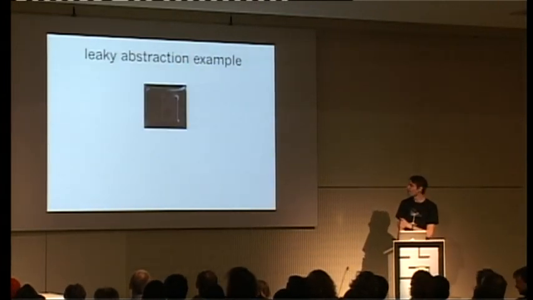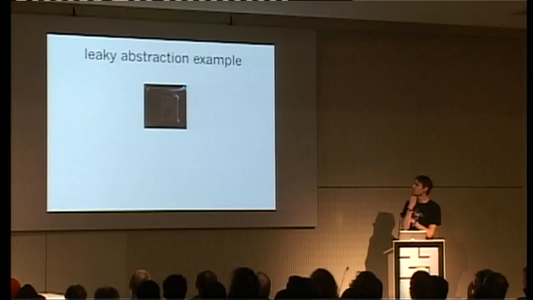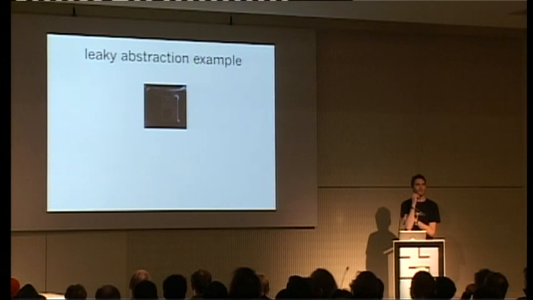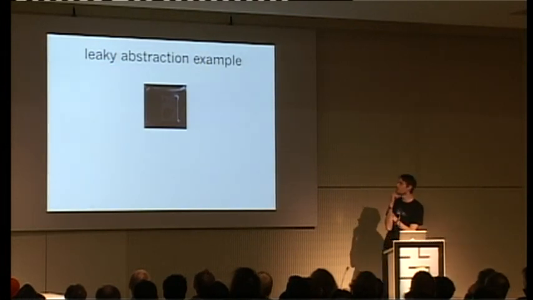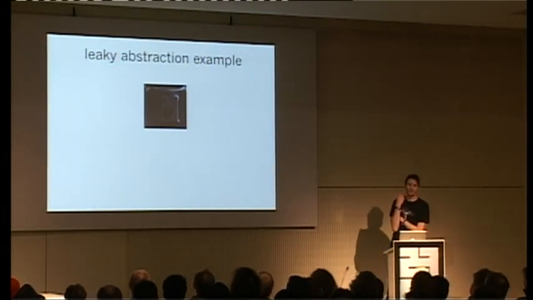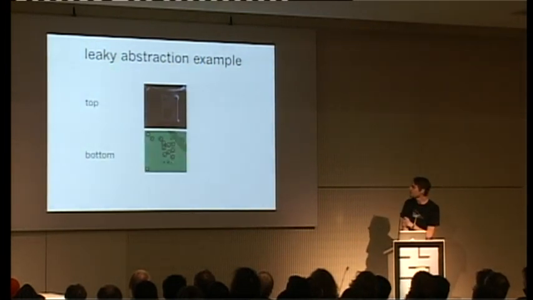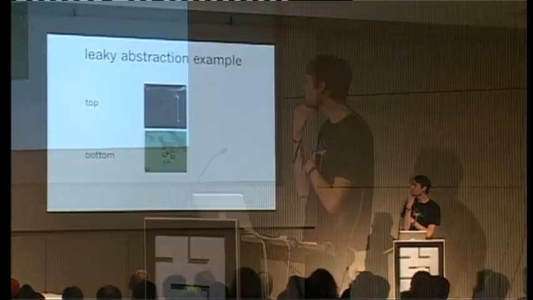So an example of a leaky abstraction. Here is a nice chip on some board. There's some epoxy sitting on top. The epoxy is meant to make it hard for you to touch the pins and tap them, or to desolder and remove this particular chip. I guess it stores some secrets. But the problem is on the bottom of this board, all of the vias are exposed.